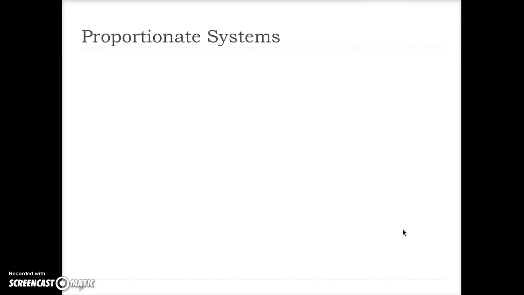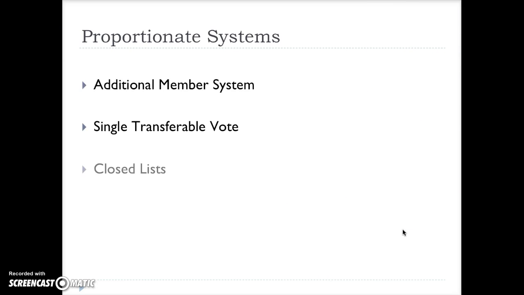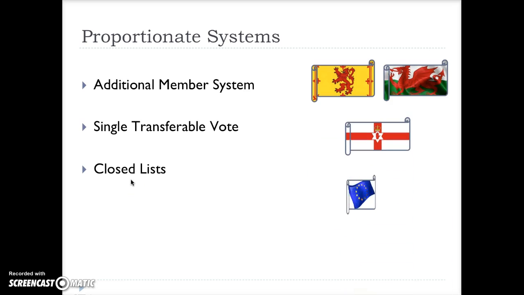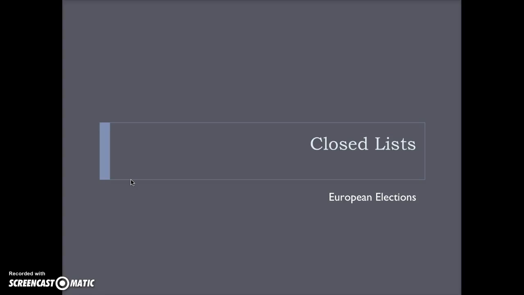And just in case you missed that, I do it again here. So the additional member, closed list, and STV. AMS here is used in Scotland and Wales and the London Assembly. Single transferable vote in Northern Ireland. And the closed list, which we're about to look at now, we would associate that with European elections. And there's some maps just in case you're feeling a bit baffled.